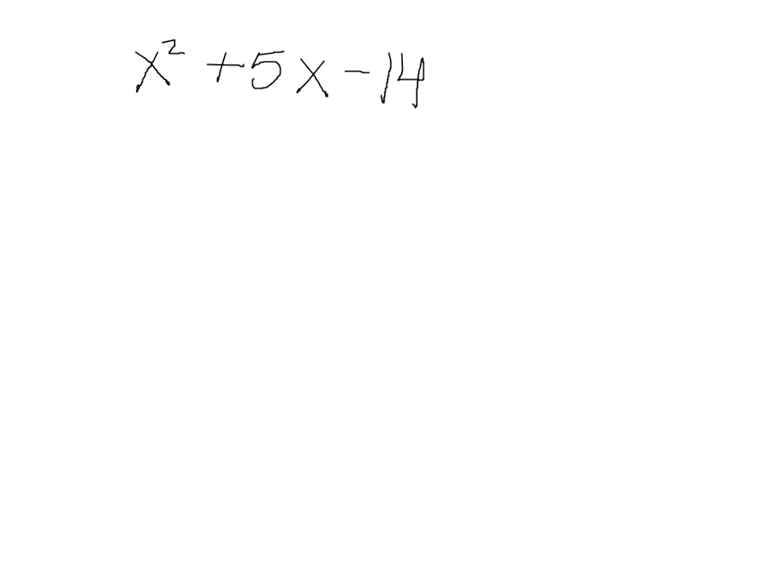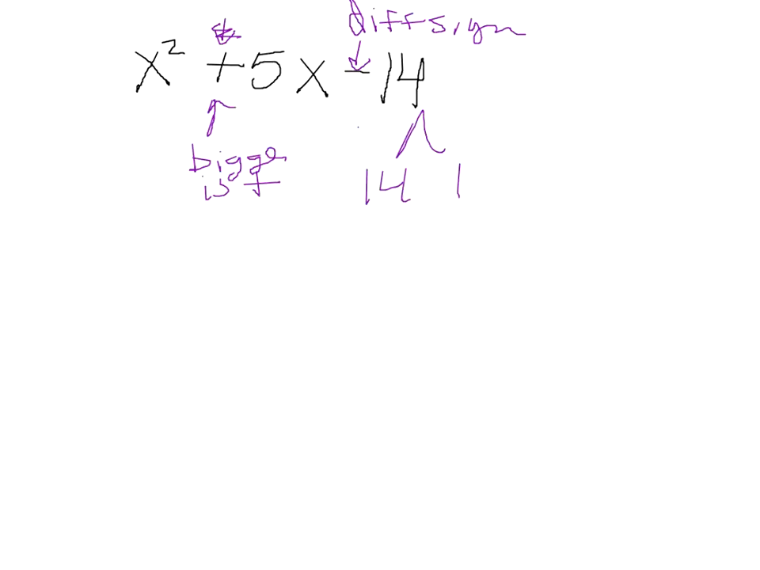Okay, now here's one. The signs will be different. The larger one is positive. And so the factors of 14 are 14 and 1 or 2 and 7. So 14 minus 1 is 13. That's not going to work. 7 minus 2 is 5. So this is the correct one.